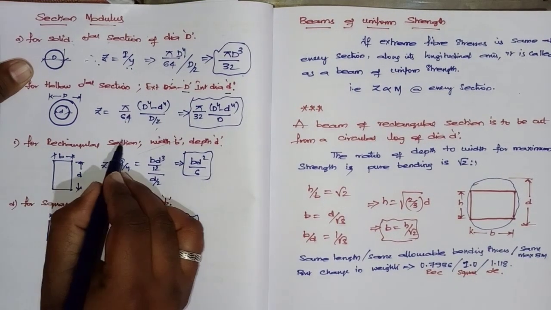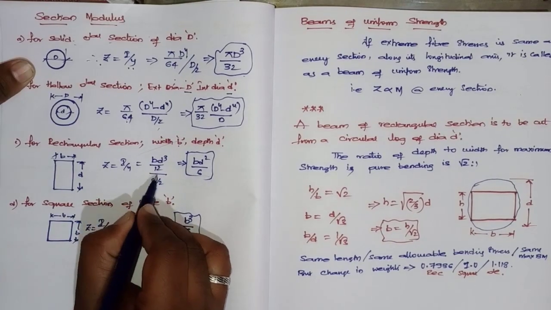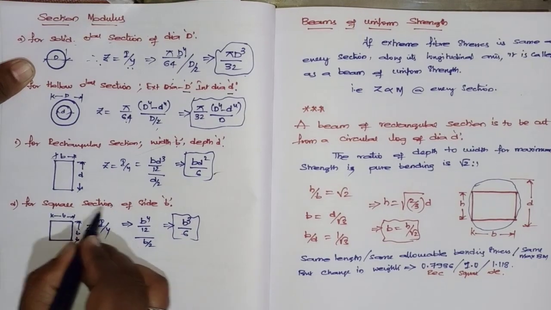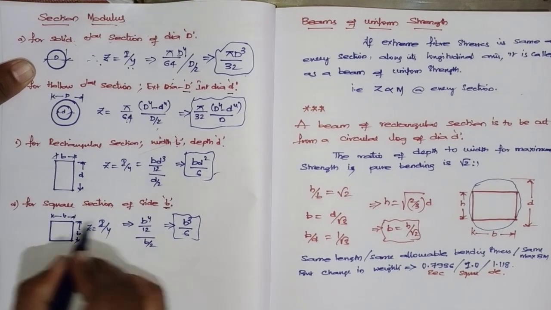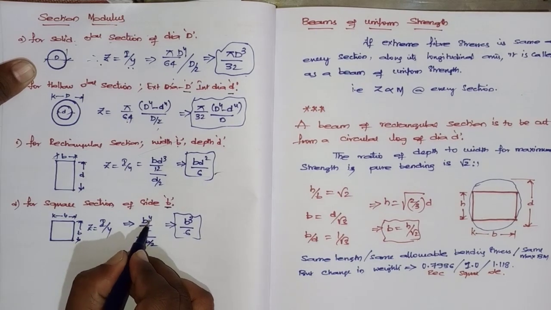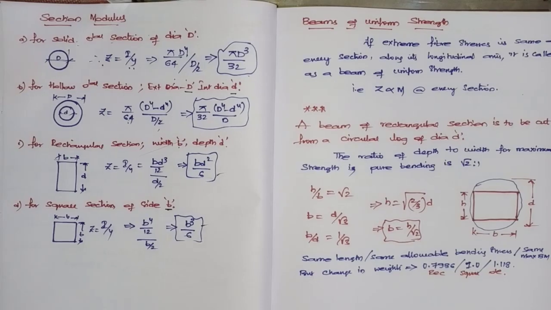Next, for a rectangular section of width B and depth D, I by y is what? B D cube by 12 by D by 2, which means B D square by 6. Similarly, for a square section having side B, Z equals what? I by y, which equals B power 4 by 12 by B by 2. So it remains with B cube by 6.